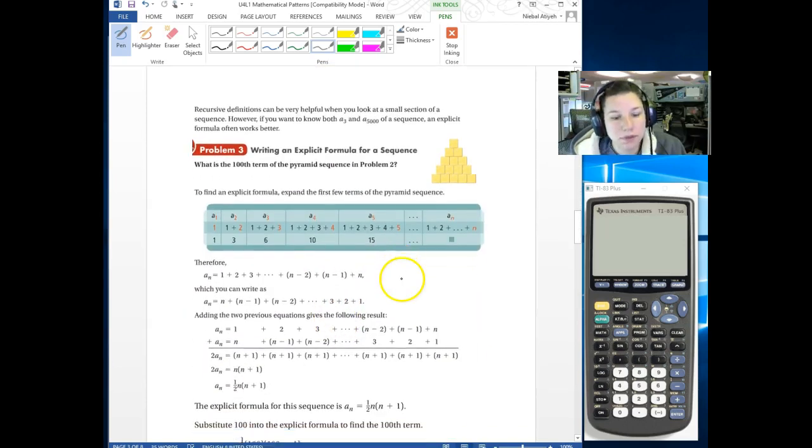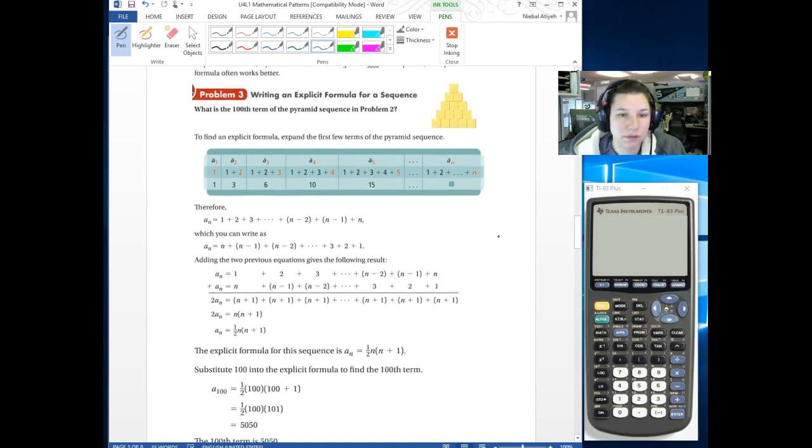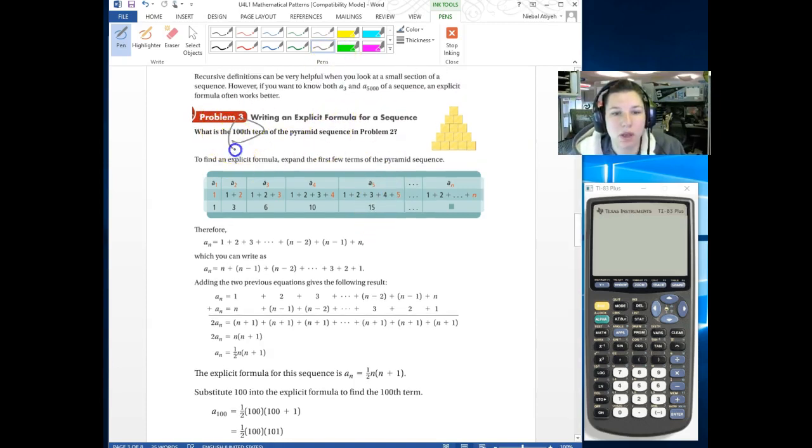Now to write an explicit formula, it's a little bit different. In this case, we want to know the 100th term. If you were going to find that using the recursive formula, you would have to know term 99. So you'd have to go all the way through term 7, 8, 9, 10, all the way up to 99, and then you could find the 100th one, but that would take forever. So the explicit formula is more useful in this case.